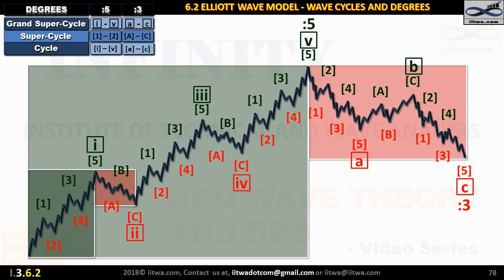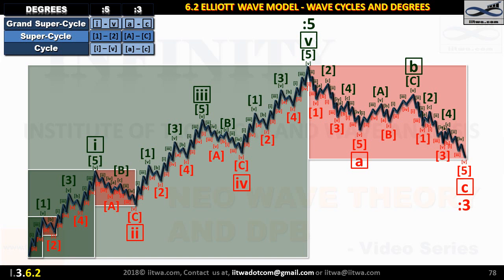The internal subdivision of supercycle degree is known as cycle degree, and it's one smaller level degree. This cycle degree impulsive waves are shown with Roman numbers 1, 2, 3, 4, and 5, surrounded by brackets, and corrective waves, shown with lowercase alphabet A, B, and C, surrounded by brackets. This cycle degree wave cycle is also visible on this chart as small greenish and reddish rectangle area.